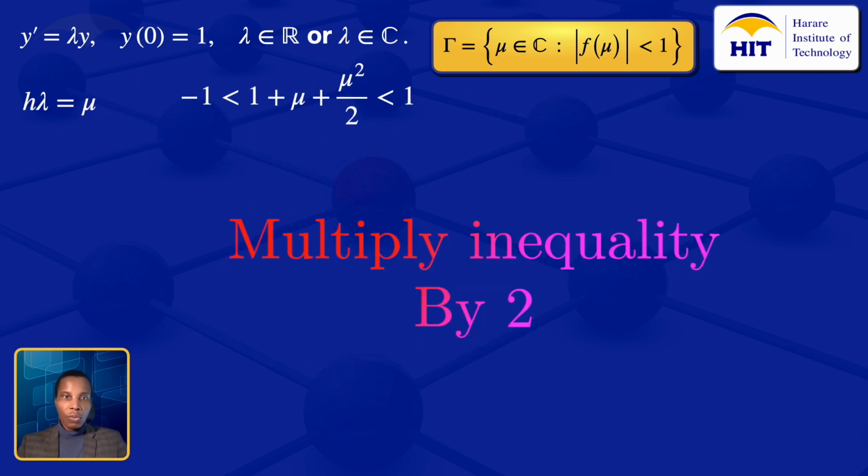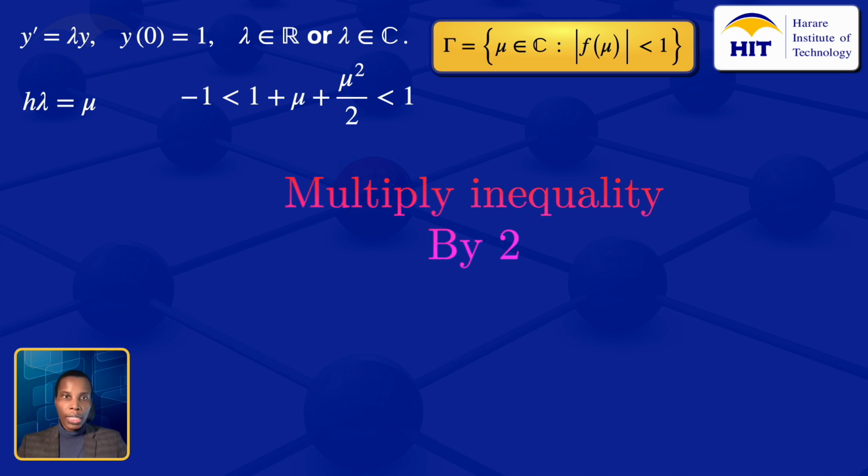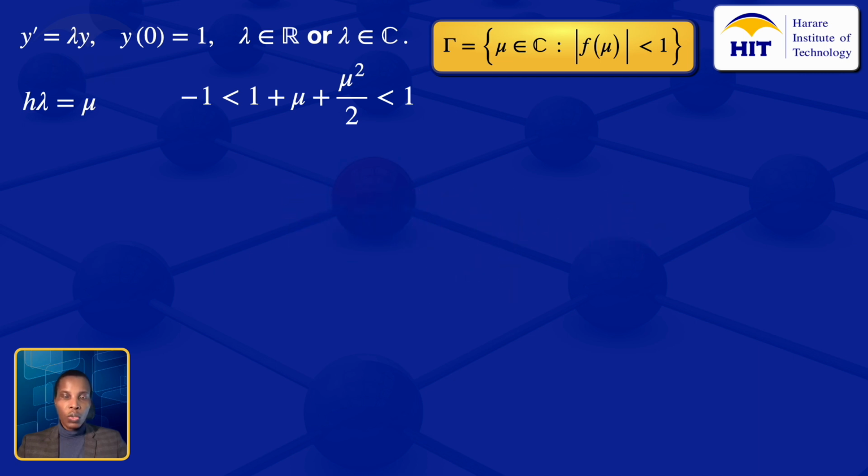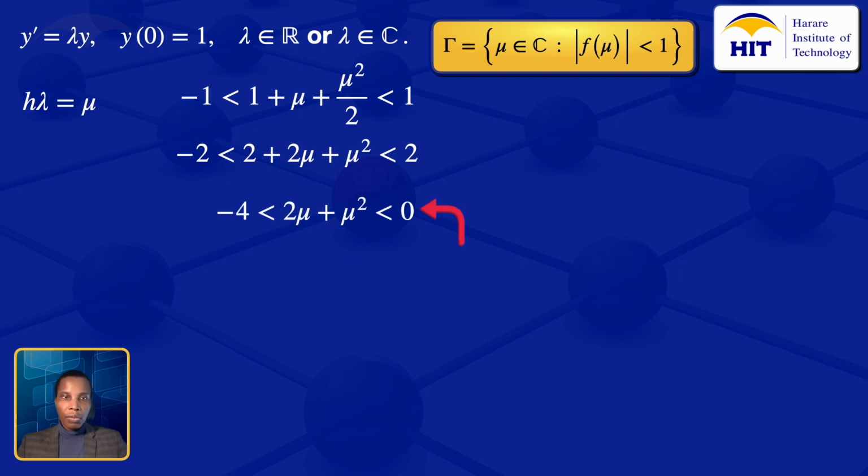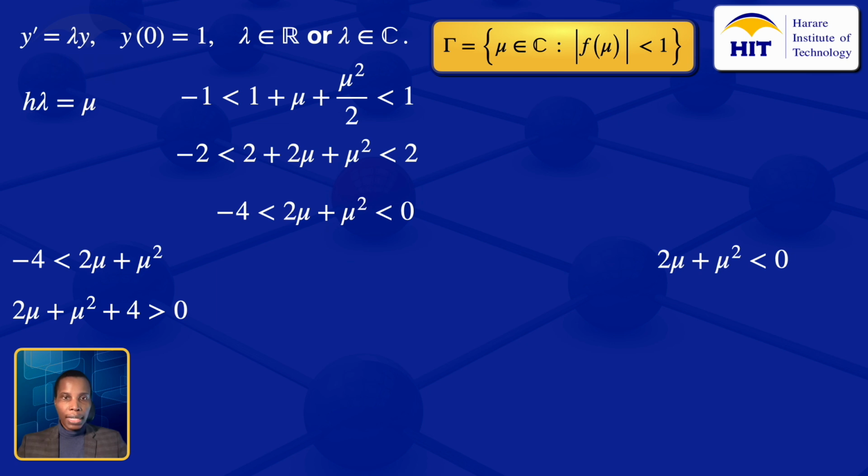I can multiply that inequality there by 2 throughout, so that we get rid of the 2 in the denominator there. So when you multiply the inequality by 2, we would get, and then I can subtract 2 from either side of the inequality, less than 0. Then from this inequality, what you obtain there is two inequalities. Either we're having minus 4 is less than 2 mu plus mu squared, or 2 mu plus mu squared is less than 0. But looking at this inequality here, I can just put the minus 4 on the right hand side, so that would have 2 mu plus mu squared plus 4 is greater than 0.